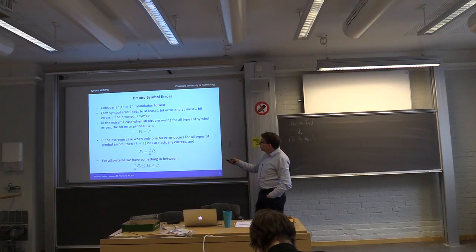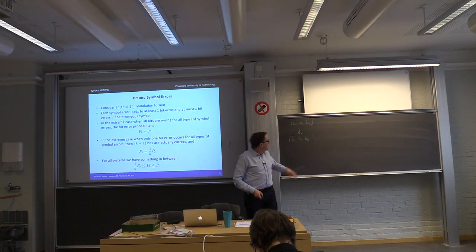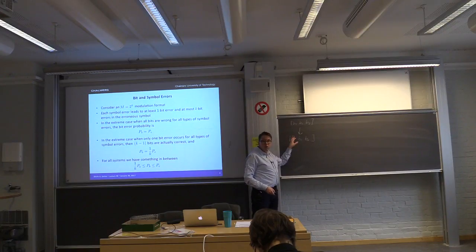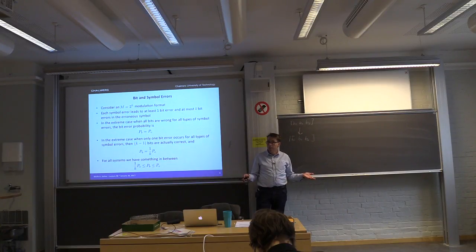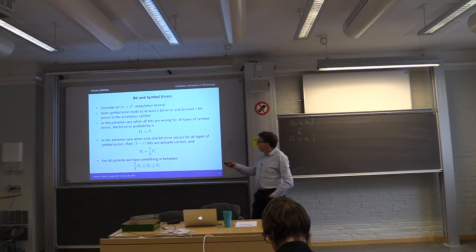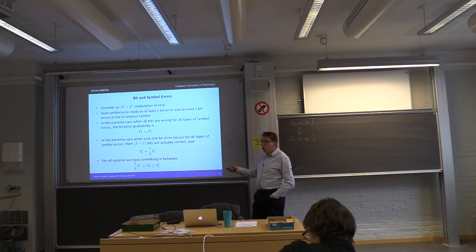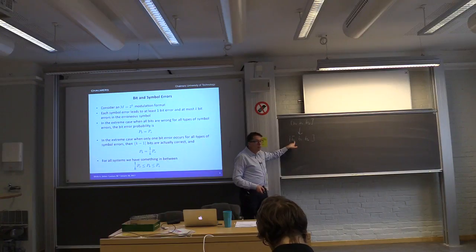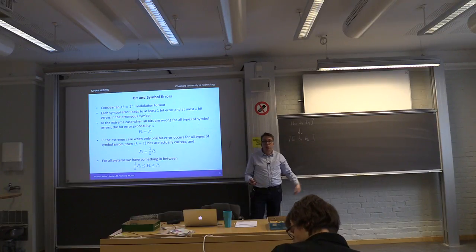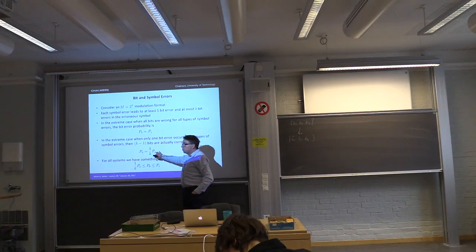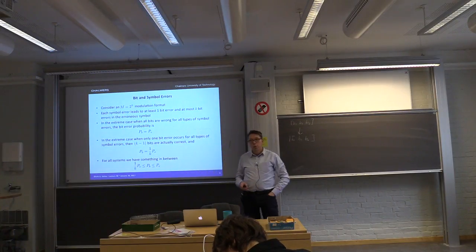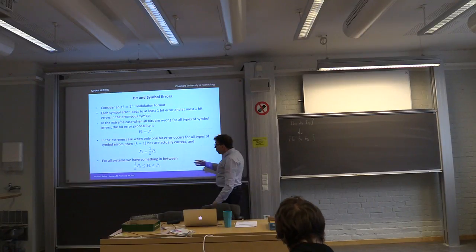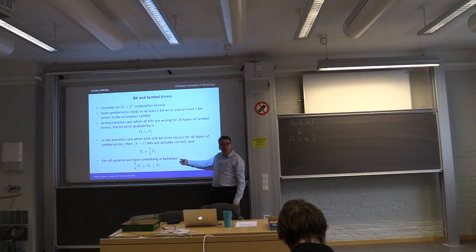So in the extreme case when all bits are wrong, so whenever we make a symbol error, all of these bits are wrong, then the bit error probability and symbol error probability is the same, right? In the other extreme case, when only one bit is in error every time we make a symbol error, then only 1 out of k bits are in error, and then the bit error probability is 1 over k times the symbol error probability. So in general, one can say that we're somewhere in between these two extreme cases.